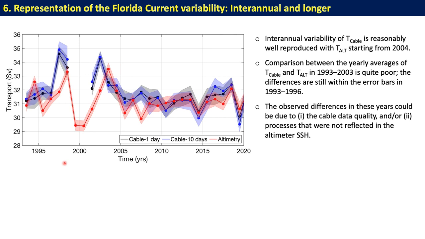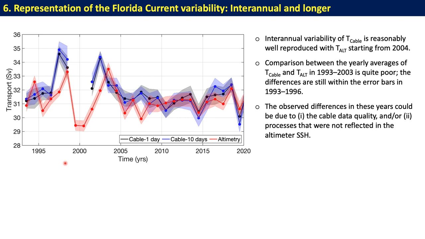And because the intra-seasonal variability is the largest signal in the Florida Current transport, the root mean square difference between the cable and altimetry-derived transports on this timescale is also larger than for the seasonal and interannual timescales, and it equals 1.8 Sverdrups.